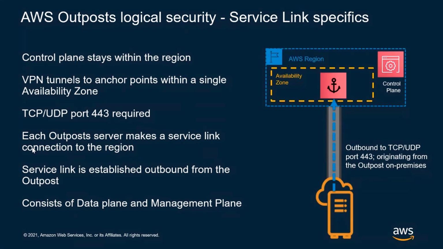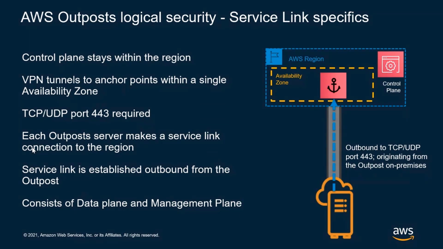The one thing to note is since a lot of you, to meet your security postures, don't want outside actors coming into your data center over a port, the service link is established outbound from the Outpost to the AWS region. So it originates from your premises into the AWS region, not the other way around. And there are two elements to this service link I'll dive deeper into.